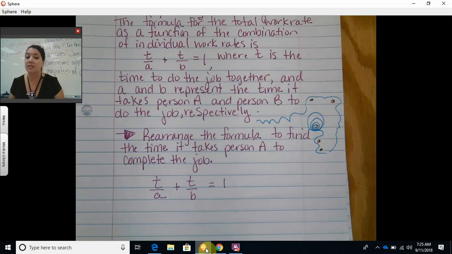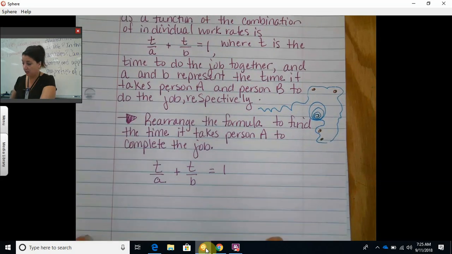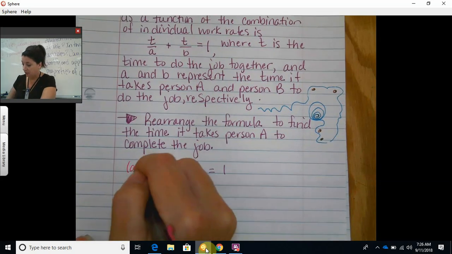Right now, what I would like to do first is to clear those fractions, okay? So you know how we can multiply every term by the least common denominator? Well, if our denominator is A and B, what would our least common denominator be? AB, right? So if I want to clear those fractions, I'll multiply every term by the least common denominator, which is AB.